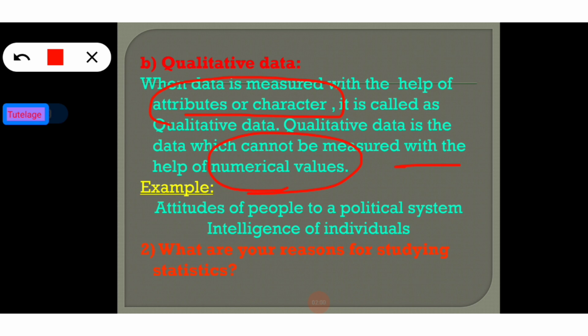So now going to the examples: attitudes of pupil, attitudes, behavior. So attitude of individuals cannot be measured with the help of numerical values or numerical terms. So that's why attitudes, behavior, mentality, intelligence, all are examples of qualitative data. So I think this is clear.